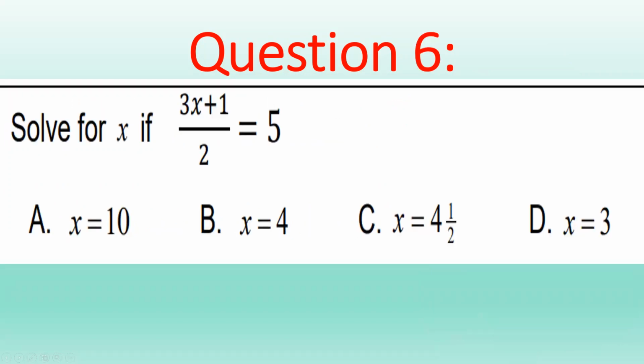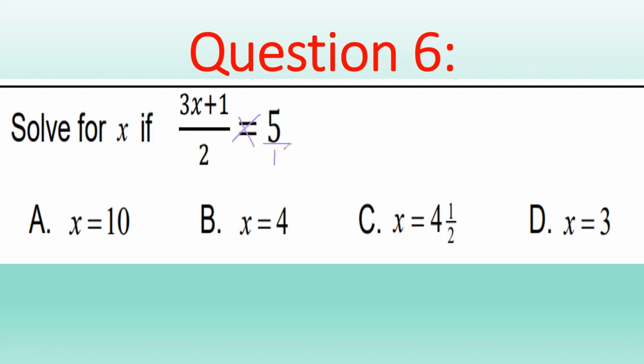Solve for x. What is x if (3x + 1) over 2 is equal to 5? So how are we going to answer this question? How are we going to get x from this equation? That's our question. Let's start. First of all, you can do it this way. Let's write it down. Number 1, (3x + 1) over 2, and you can write 5 over 1 and do cross multiplication.